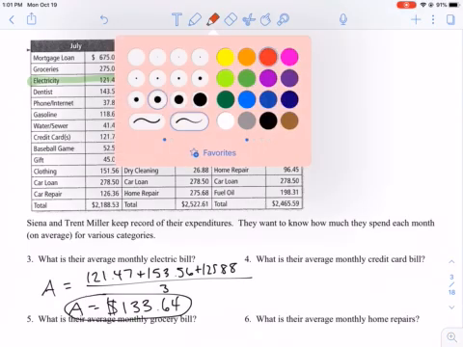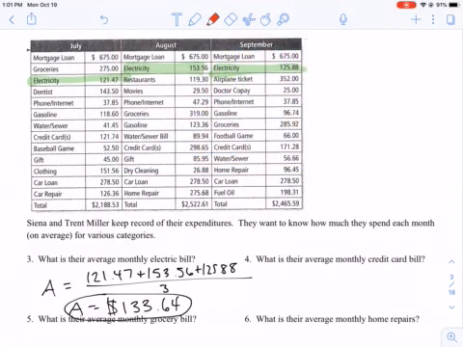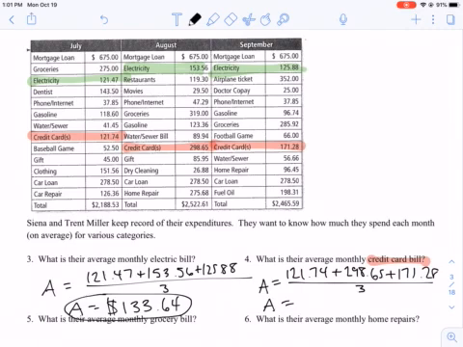Next, we can look at the monthly credit card bill. I won't do all of these, but we'll look at a couple of them. Your monthly electric was $133.64, and now we want to do the credit card bill. So I find the credit card bill for each month, and we're going to add those together. So the average is your sum of your monthly expenses divided by the number of months. Put this into your calculator. I got 197.22. So they spend almost $200 a month.